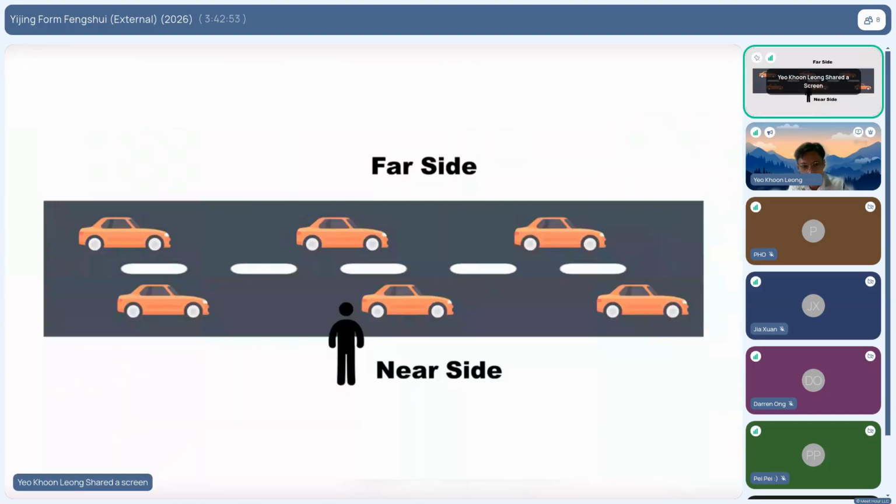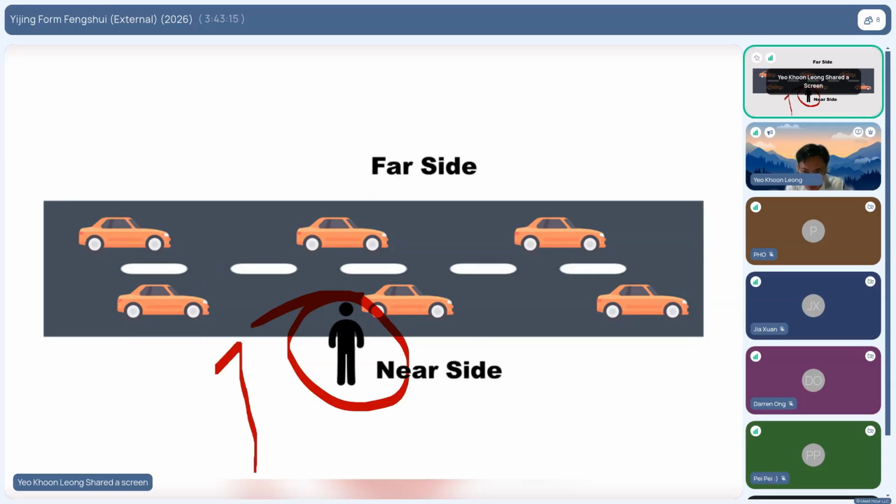I've shown you this example in qi feng shui. I will bring it on again here. Okay, let me use a very simple picture here so you'll never forget how water flow works. Imagine this. You're standing on one side of a busy expressway. I call it the near side. This figure here represents you. Now you walk towards the edge. You walk toward the edge of the road.